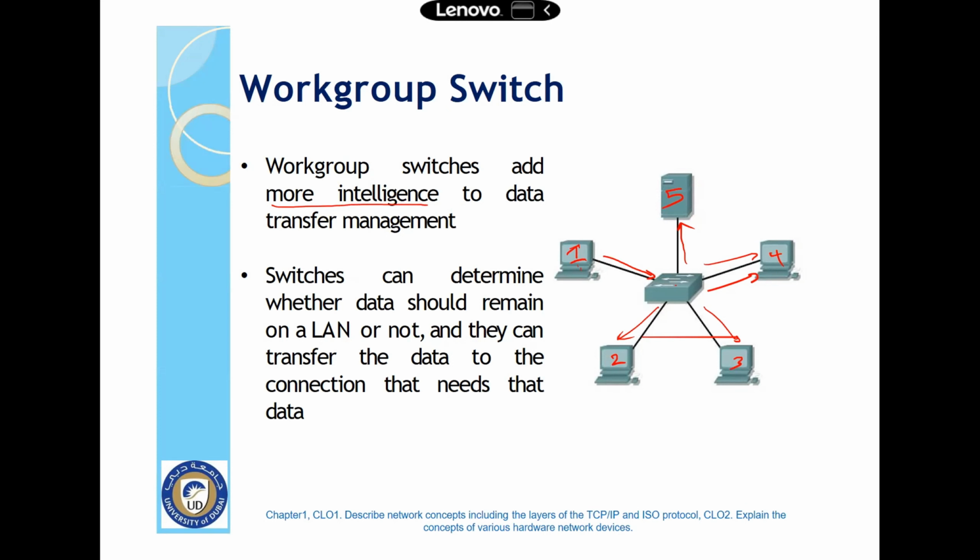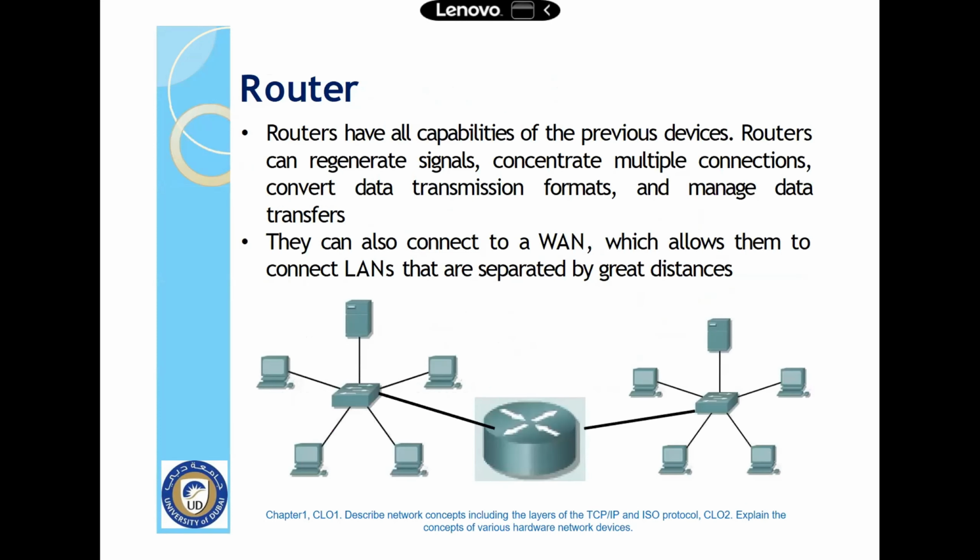All right, we are almost done actually. Now we'll go to the most famous part, which is the router. The router will do all the capabilities we just mentioned. It has all the capabilities of all previous devices. It can regenerate signals, that's one, that's the job of the repeater. It can concentrate multiple connections, that's the job of the hub.